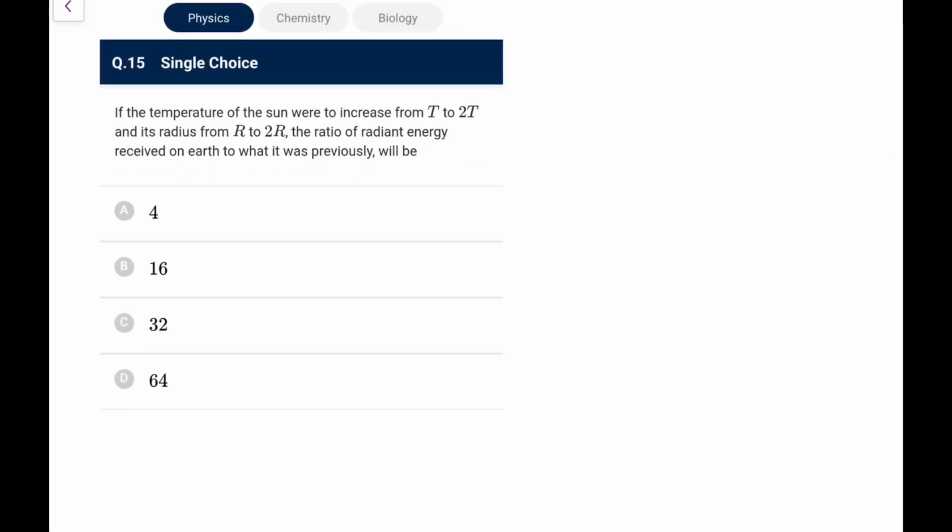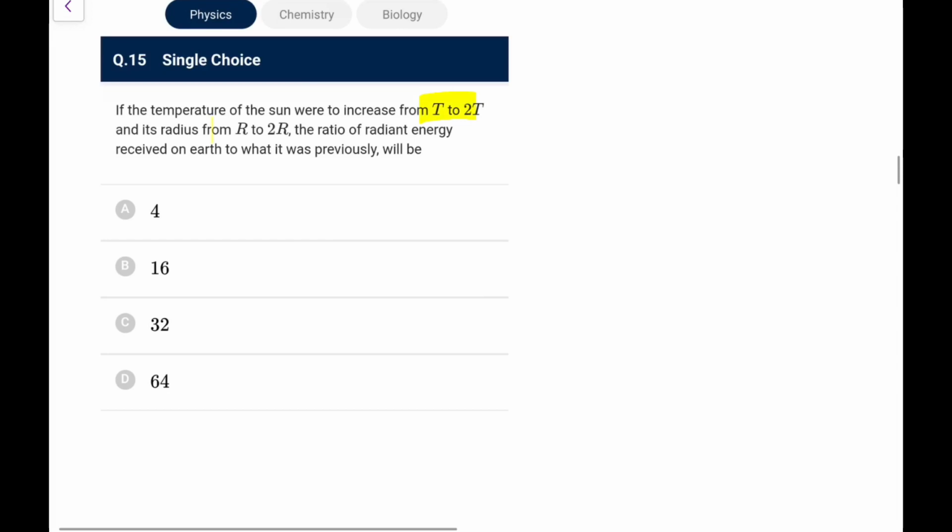Next. If the temperature of the sun was to increase from T to 2T and radius from R to 2R, find the ratio of radiant energy received on Earth. So the fraction of energy remains the same. The energy radiated by the sun will change, and that is proportional to T to the power 4, because area is proportional to r square.